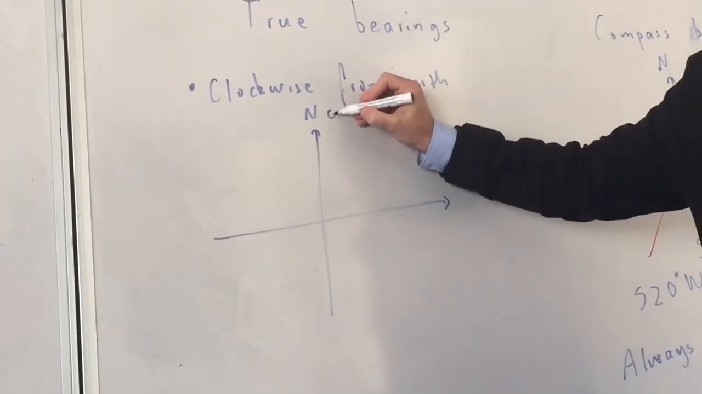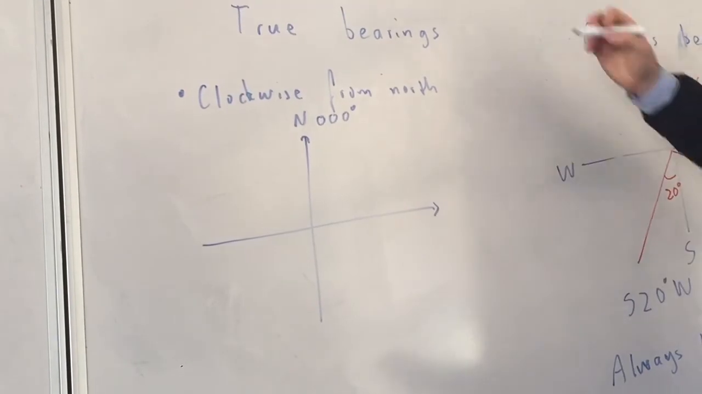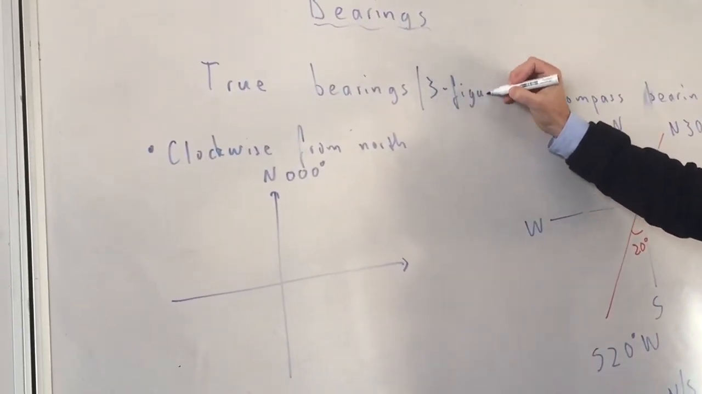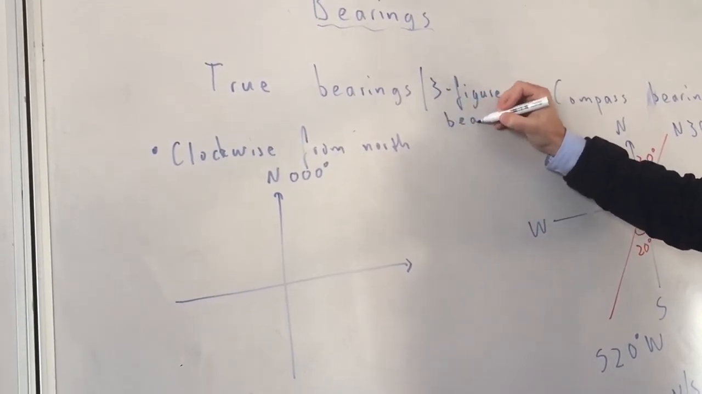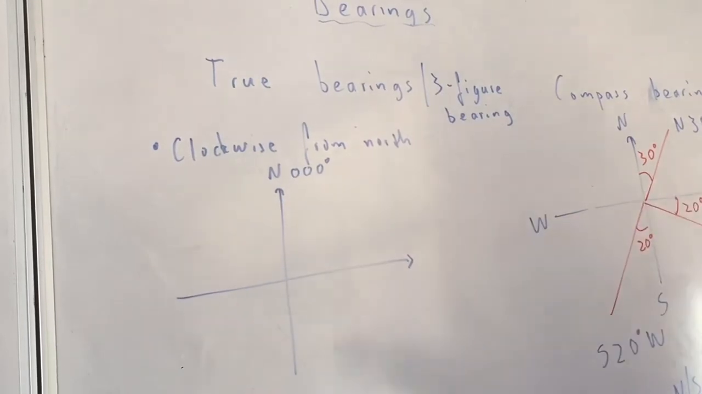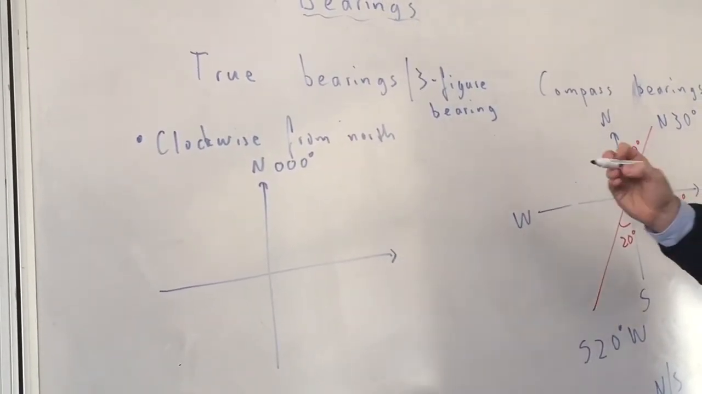North is 0 degrees, so we usually write 000. We write these as three figures. Sometimes these are also called three-figure bearings, which is just a different term for them. They're often written with three digits, even if it's not needed. That's just the way you often see it in the books. If it's 0, it's written as 000.